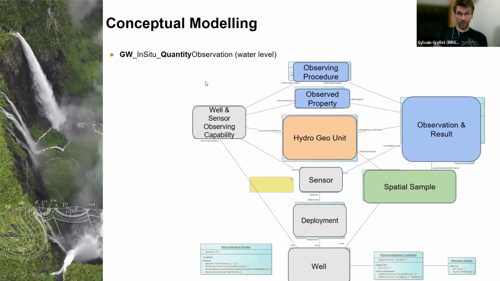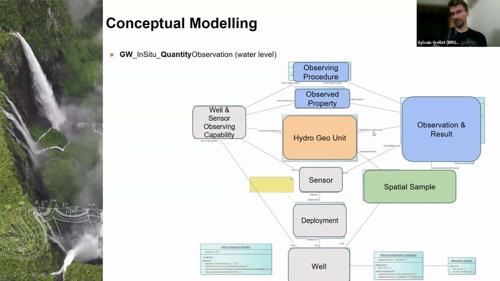So let's start with the groundwater in situ quantity observation. So there's groundwater level. The pattern is more or less the following. You deploy a sensor on a well. That sensor has what we call observing capability. In layman's terms, the observing capability is basically saying that that sensor is observing that hydrogeo unit. And actually, what is it observing? A bunch of observed properties, each of them with the accompanying procedure. That's a description of what you deploy in the field. And then your device in the field obviously acquires observations.